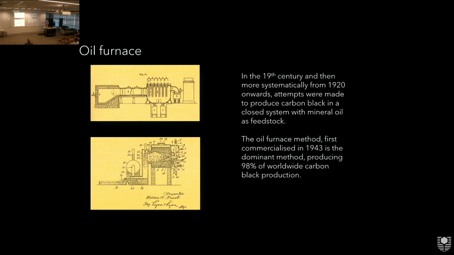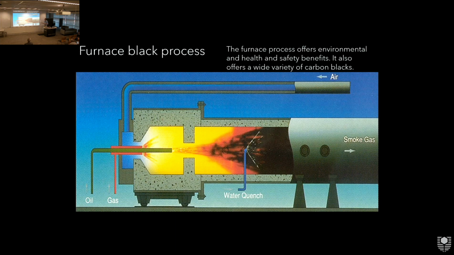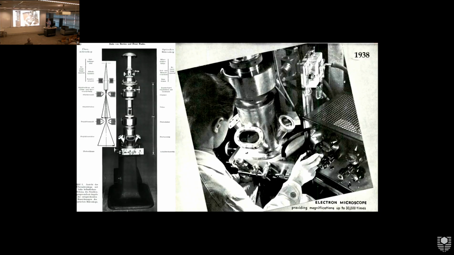And so a lot of the research in the early 1900s was on this carbon black. This is a big furnace that creates it. This is a modern process. You've got a natural gas burner, and then you spray oil in, and then you create your carbon blacks.